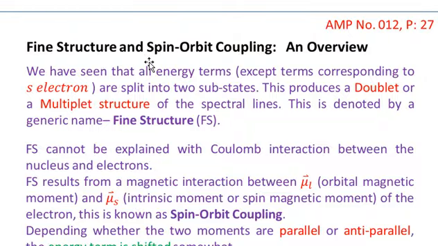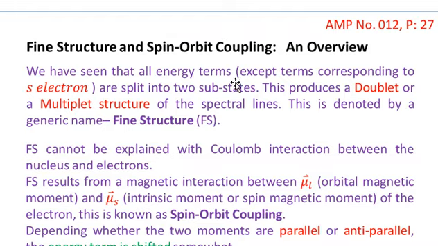So I am going to present fine structure, and fine structure has a very strong relationship with the spin orbit coupling. Spin orbit coupling means that the quantities which are spin related will couple with the quantities which are orbit related. That is, mu s will interact with mu l, and the coupling between the spin magnetic moment and the orbital magnetic moment will give you further splitting, which is called fine structure splitting. So an overview of that will be presented here.